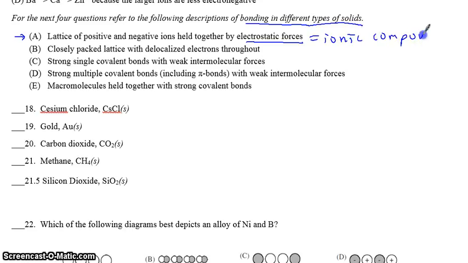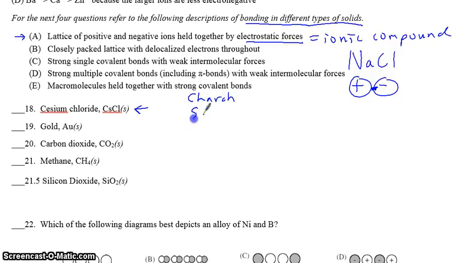And ionic compounds, remember, are things like NaCl. You have a positive and a negative, and these are held together by a force. And the strength of that force determines things like the melting point, solubility properties, and so forth. So cesium chloride here is an ionic compound. Now recall that ionic compounds, what determines the strength of the force are two things: charge and size.